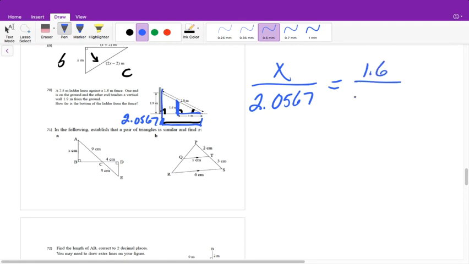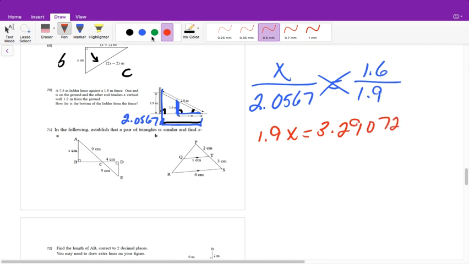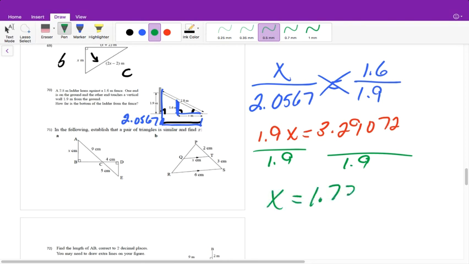And it corresponds with this 1.9 here. Right, then we will cross multiply. So then 1.9x is equal to 1.6 times 2.0567, which is going to give me 3.29072. I will then divide each side by 1.9. And x is equal to 1.73 meters. Right? And that will be your final answer.